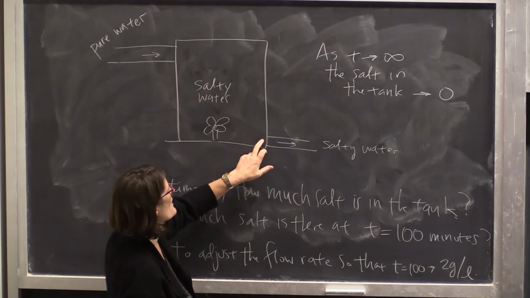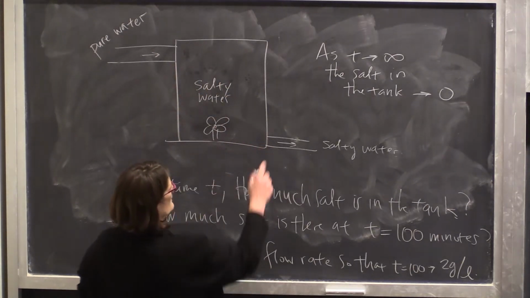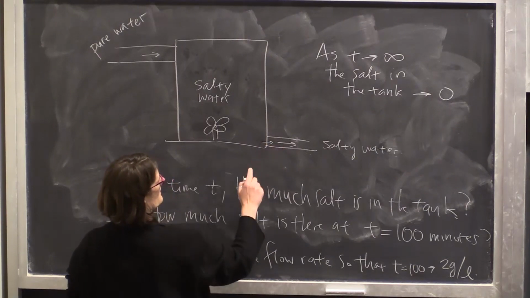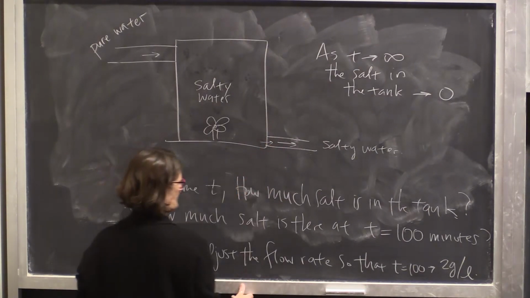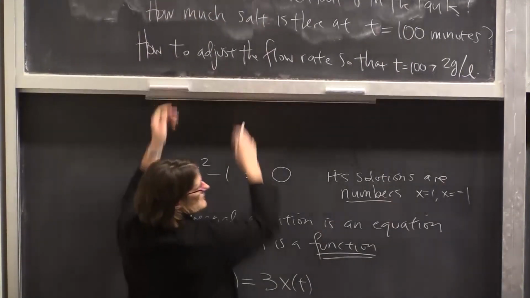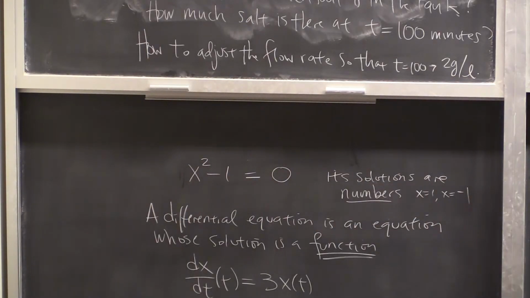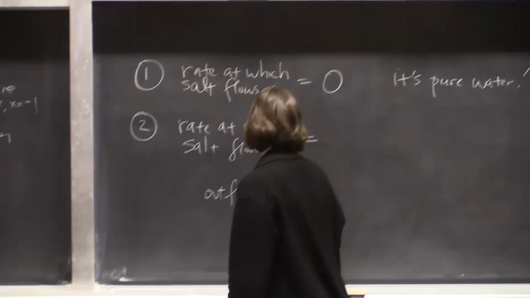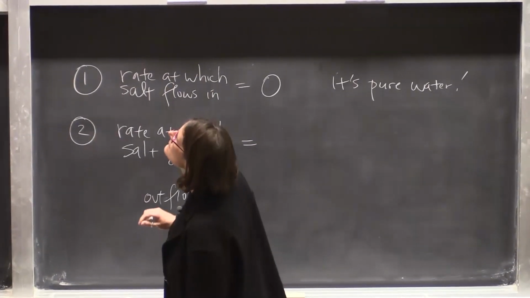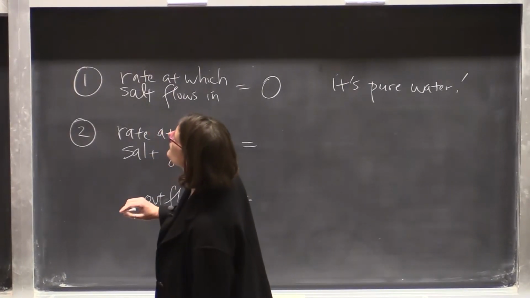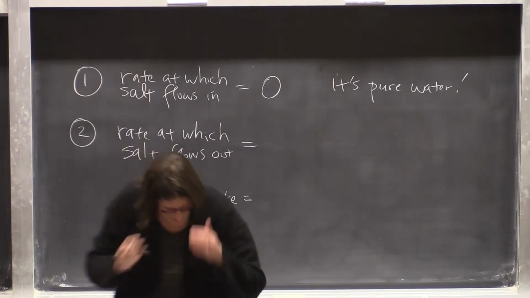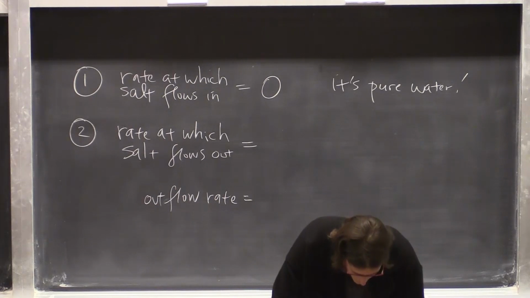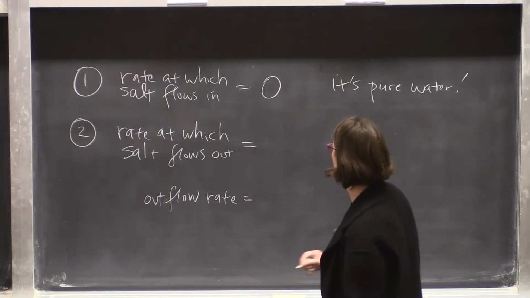So we just need to figure out how it's going out right here. So we know the outflow rate is whatever it was, 1 liter per minute.